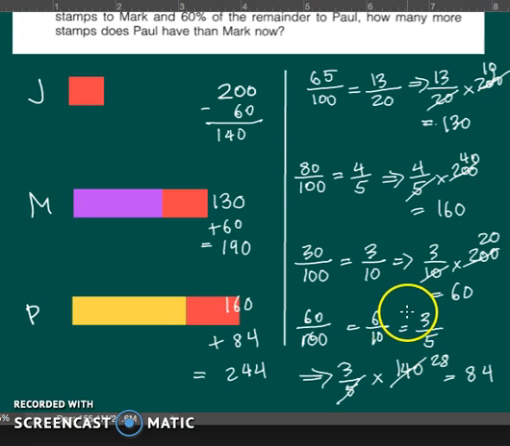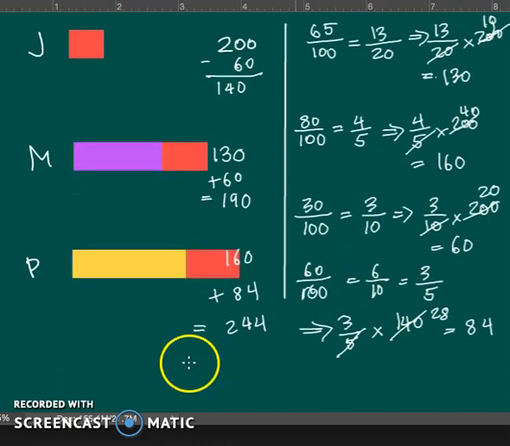244. And now the question is, how many more stamps does Paul have than Mark now? 244 minus 190 is equal to 54 stamps.